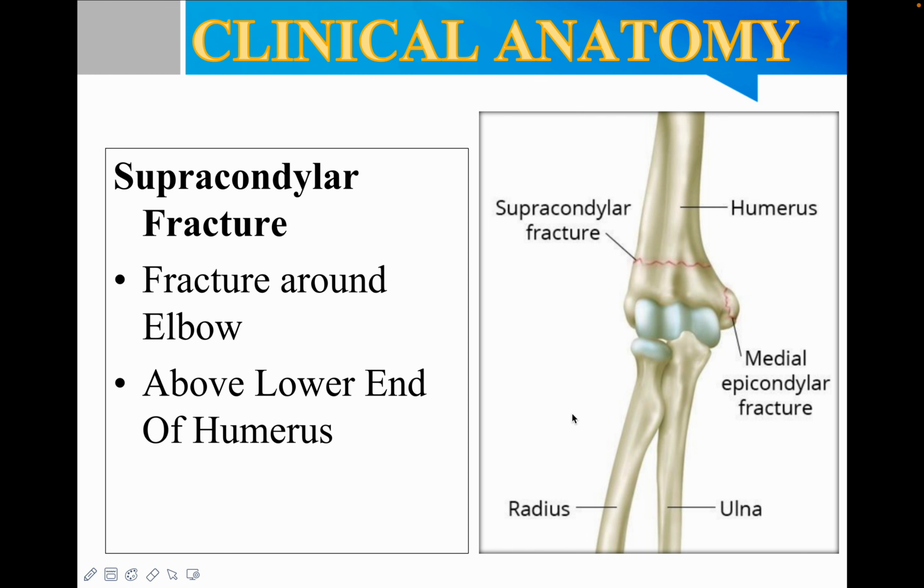And this portion is also liable to fractures, the supracondylar fractures, which are fractures around the elbow at the lower end of the humerus. They have a completely different clinical anatomy, which we will be discussing in the videos related to the applied aspects of the humerus bone.